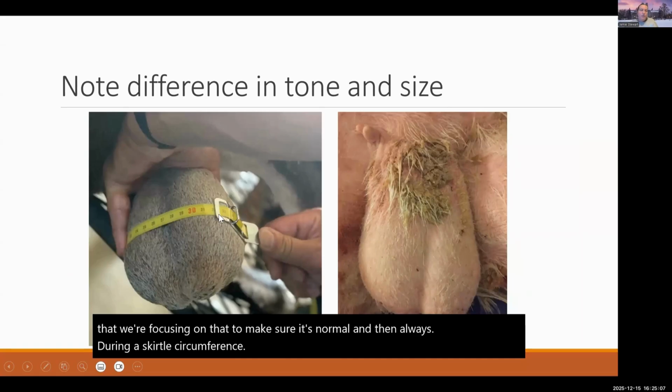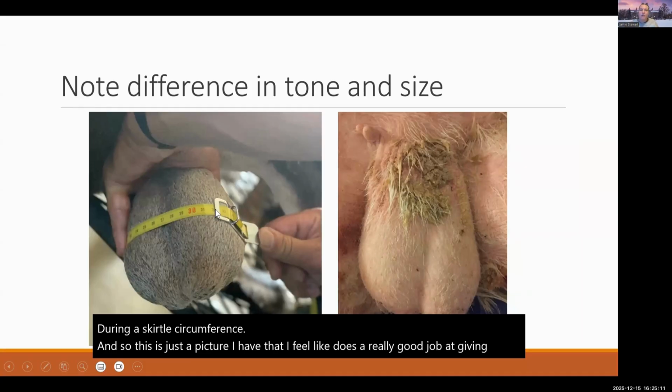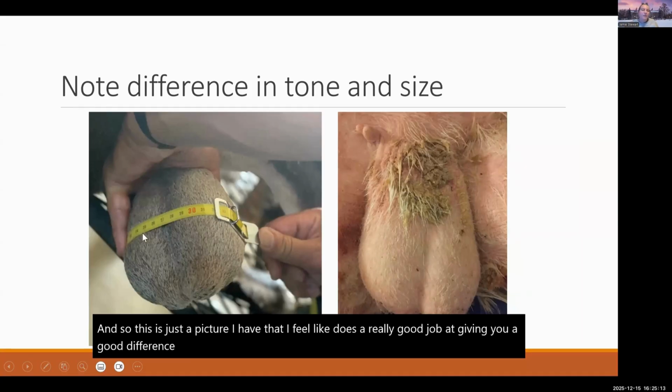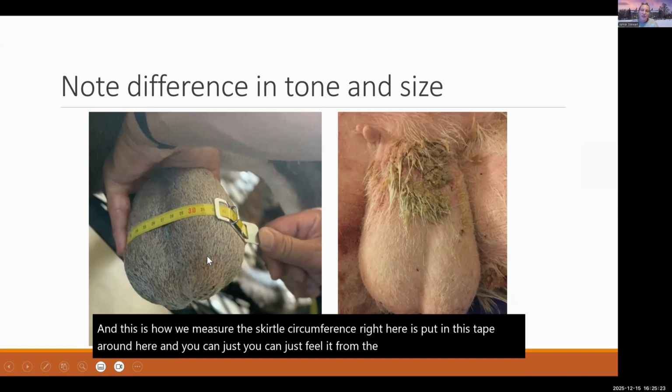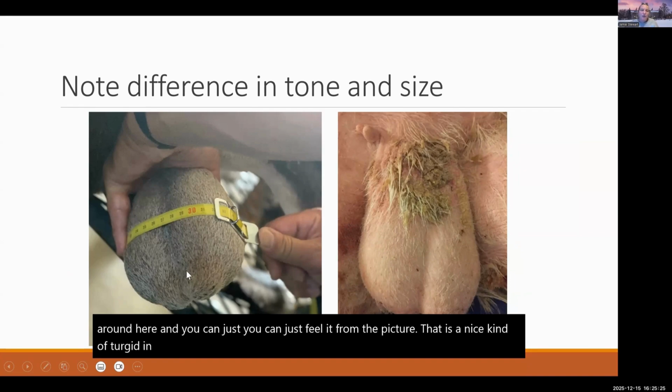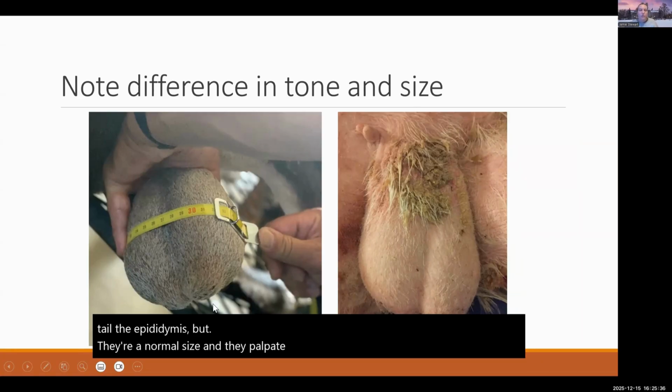And so this is just a picture I have that I feel does a really good job at giving you a good difference of one that has an appropriate tone. This is how we measure the scrotal circumference right here, putting this tape around here. And you can just feel it from the picture. That is a nice turgid appearance. Down here, you can see the prominent caudal epididymis or tail of the epididymis, but they're a normal size and they palpate normally. One's not larger than the other.